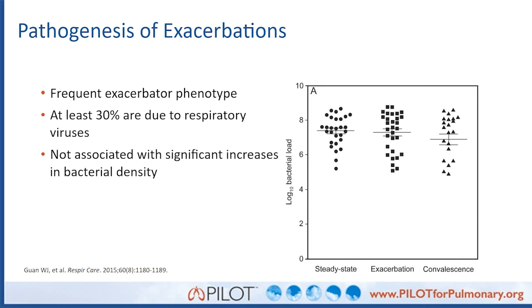It's also important to note that there is a frequent exacerbator phenotype of patients with bronchiectasis, similar to COPD. So these are patients that have frequent exacerbations. And notably, this type of patient is likely to continue with that pattern.